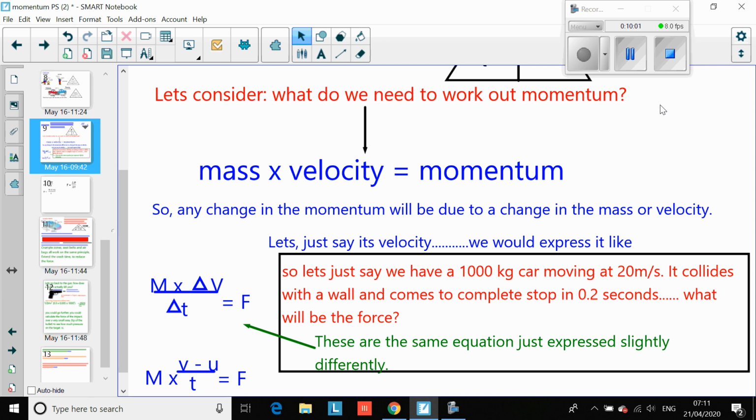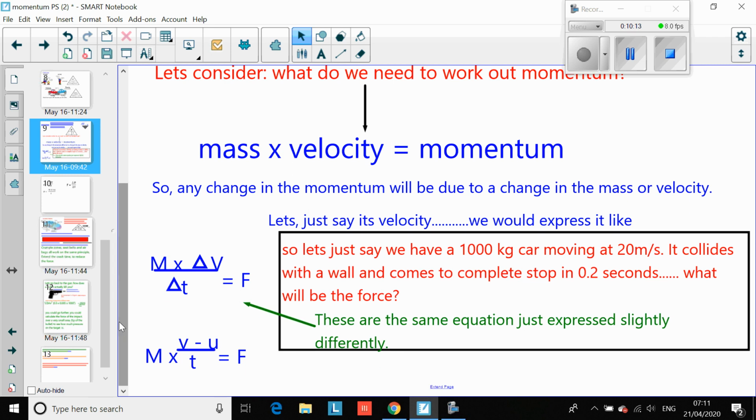The answer comes out at 100,000 newtons. Okay, so that is an incredibly large force. I mean, at those kind of forces, they pick you up with a sponge, unfortunately. But we can express this in a slightly different way.